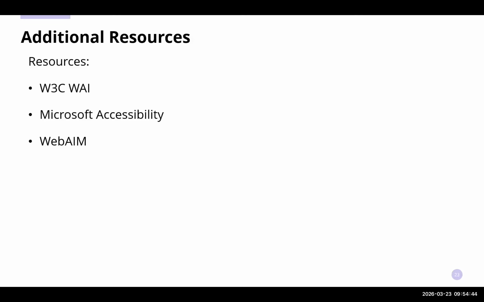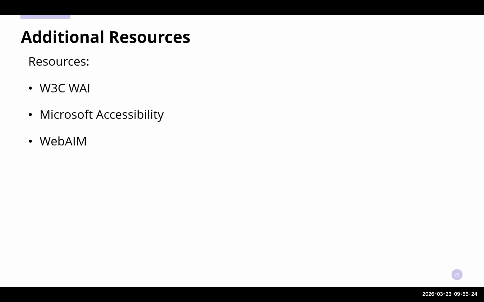Now, before we wrap up our session today, it would be very helpful to know where you can go ahead and find more information and guidance on accessibility. There are several excellent resources that provide detailed guidance, tutorials, and examples. The first one is the World Wide Web Consortium Web Accessibility Initiative, also known as W3C WAI. They provide comprehensive guidance on accessibility standards and best practices to understand WCAG guidelines.